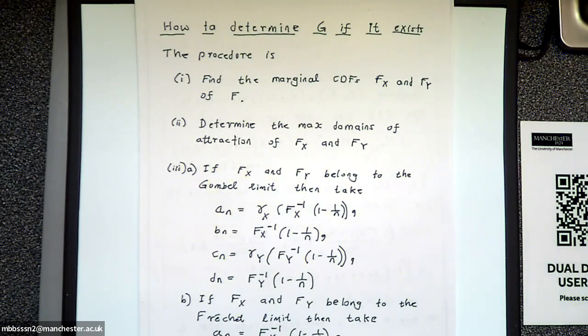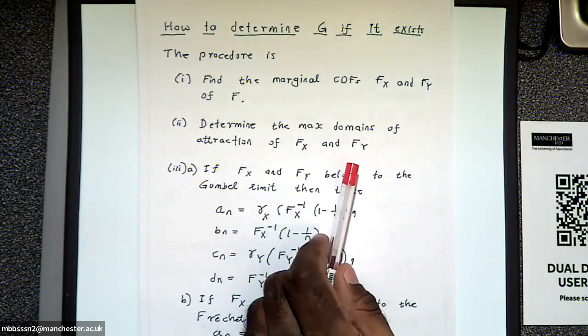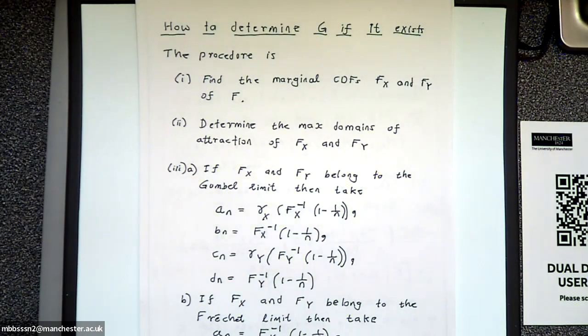Okay. So the second step is to determine the max domain of attractions of Fx and Fy. And because Fx and Fy are univariate, they must belong to one of 3 possible domains of attraction, that is either Gumbel, Frechet, or Weibull, right? I mean, that's what we talked about in the univariate extremal types theorem, right?